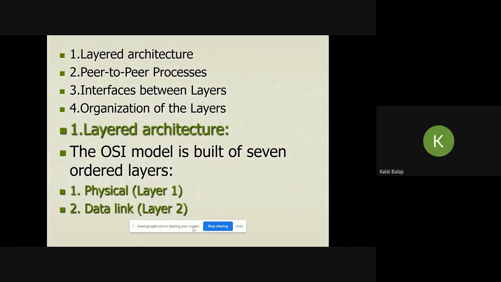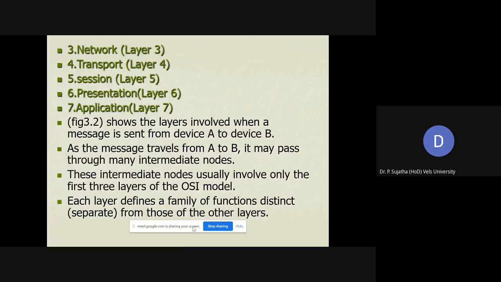How many layers? Seven. Seven layers. Okay, so that is the layered architecture of the OSI model. The OSI model includes seven layers: physical, data link, network, transport, session, presentation, and application layer. Okay, so look at the diagram.